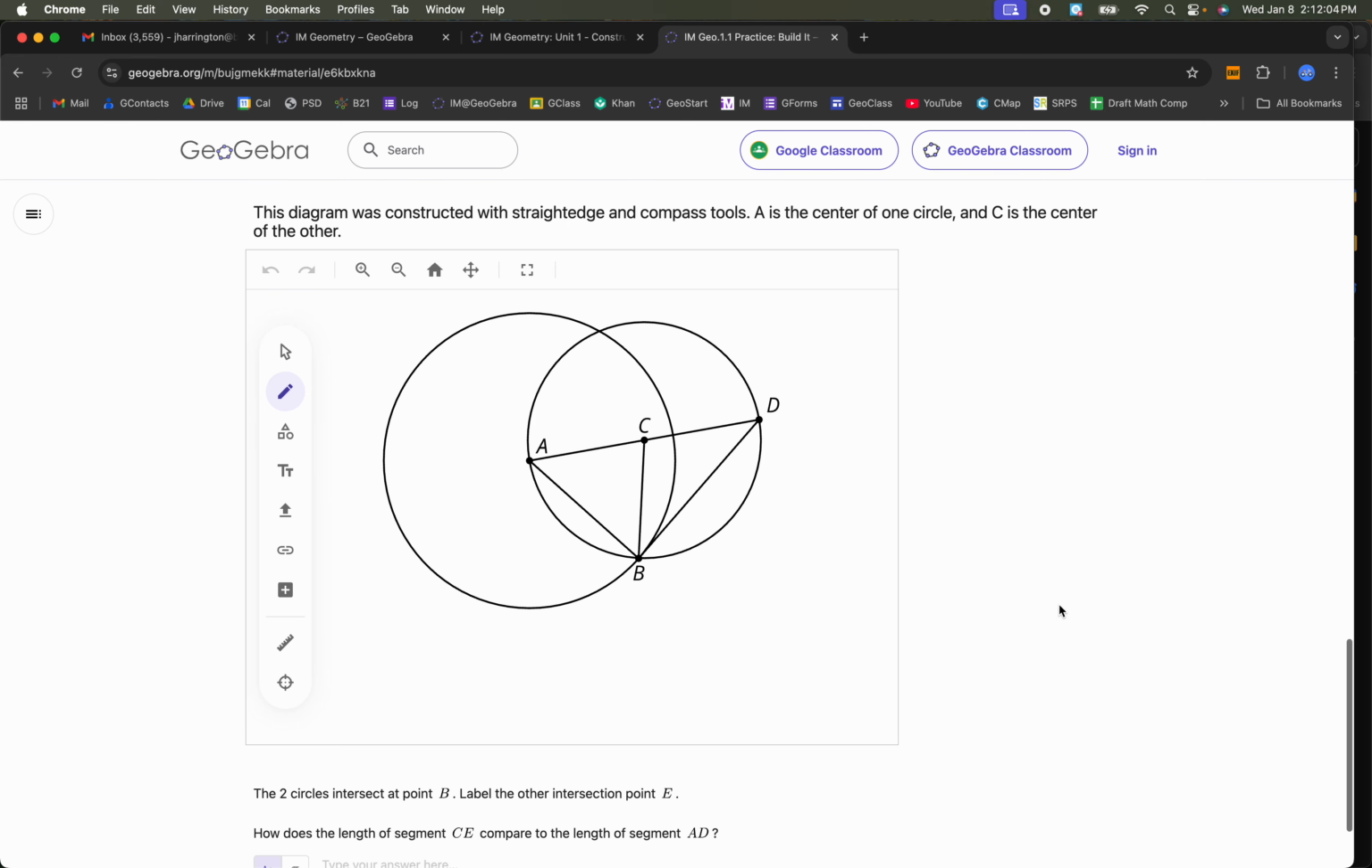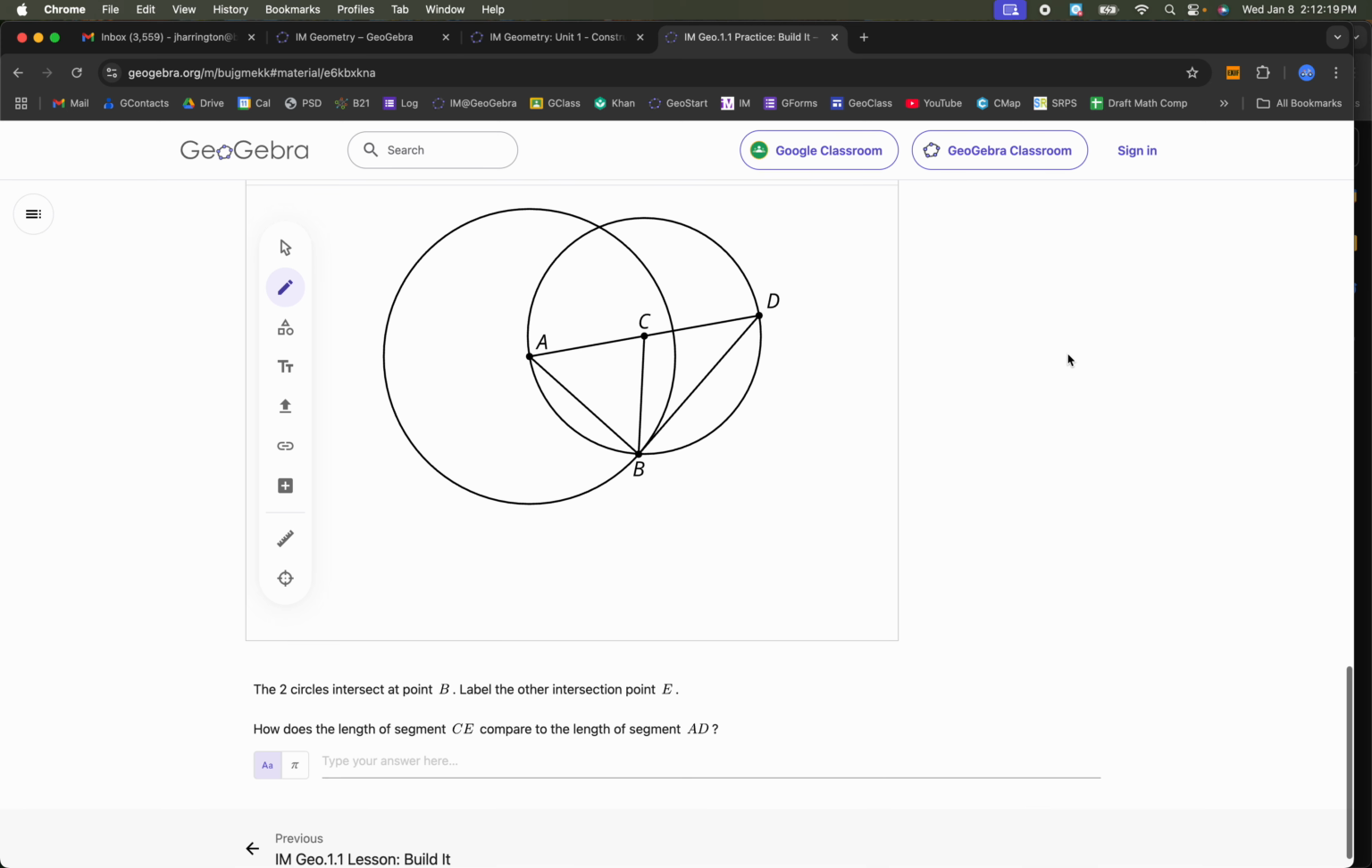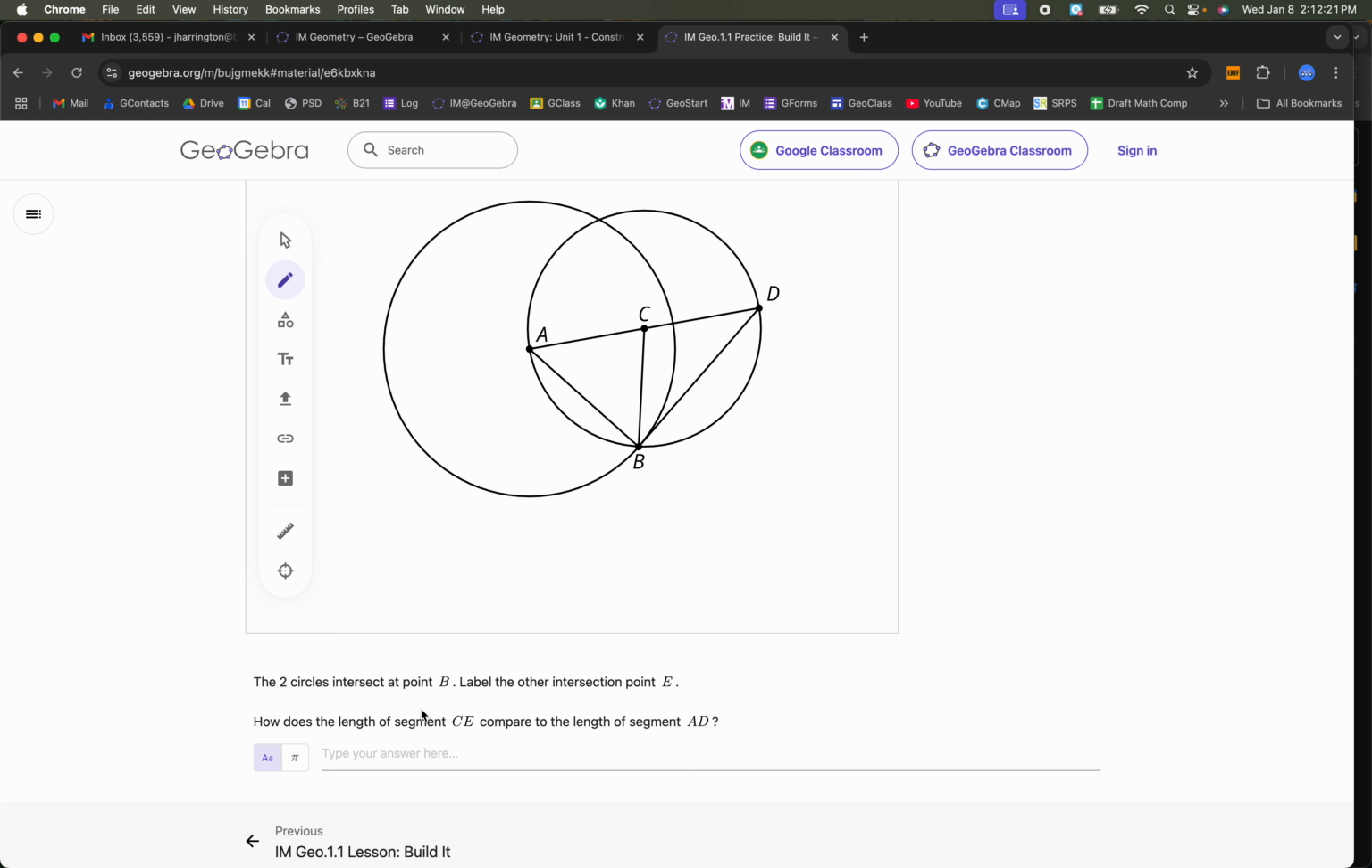Next one. This diagram was constructed with straight edge and compass tools. A is the center of one circle, so that's the center of this circle. And C is the center of the other circle. Right? There you go. All right. Cool. Now what? The two circles intersect at point B. That would be where the two circles cross, is right there, right? So this circle comes down here and crosses with that circle.